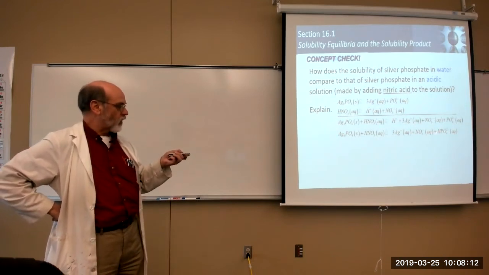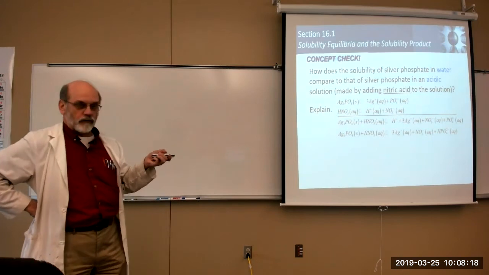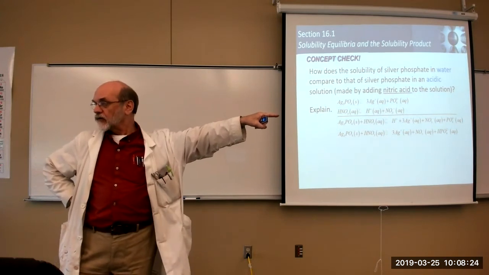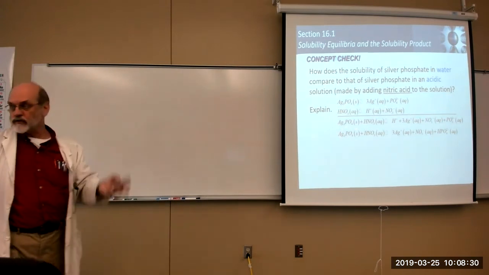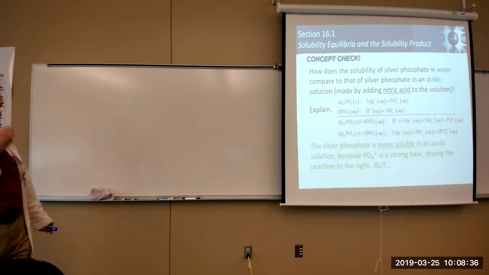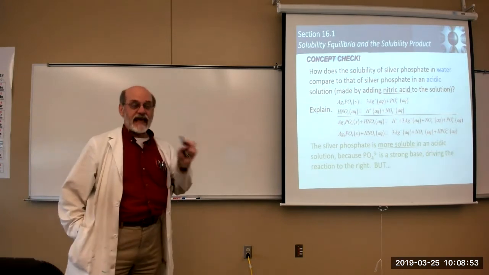So what does that do to the overall reaction? Well, it removes phosphate from solution. If it removes phosphate from solution, it wants to drive the reaction toward products. So that's going to make silver phosphate more soluble. At this point, it just means that you can put more silver phosphate in the solution, by adding an acid, any kind of acid.